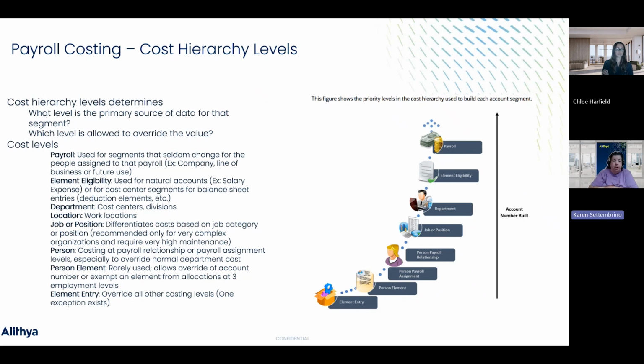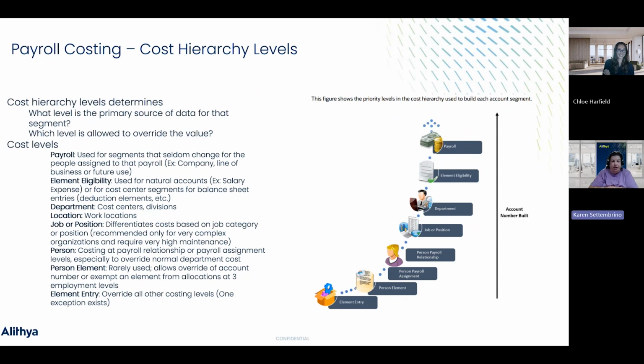So Oracle Cloud Payroll gives you a significant amount of opportunities through this hierarchy configuration to assign the costing. And then when the calculation of pay occurs, it looks at each level of the hierarchy to determine the full account string that's used to send to the general ledger. Nice. So it sounds like there's a lot of flexibility.